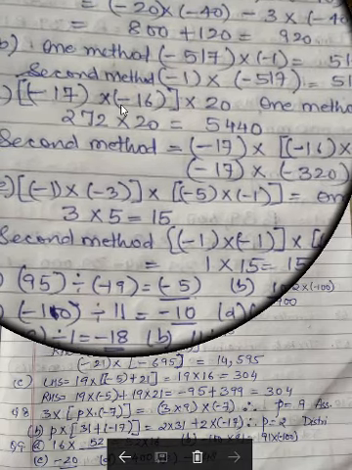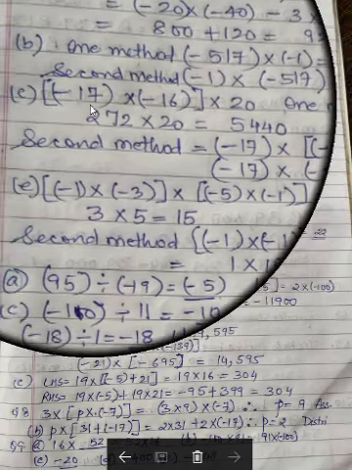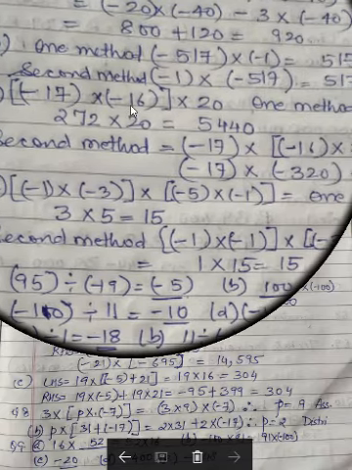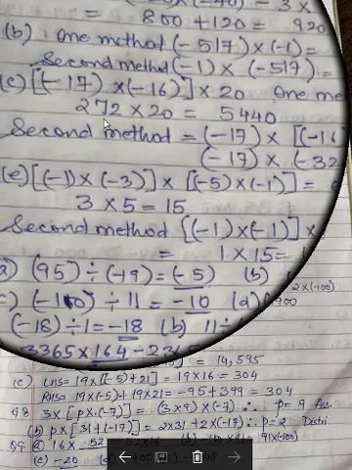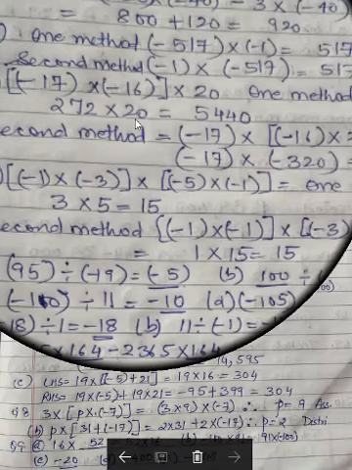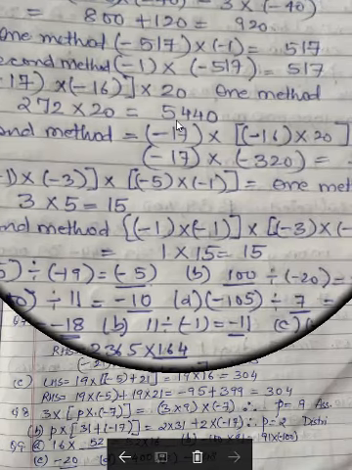Now come to the C part. The first method, associative property, we have to verify. I kept these two numbers, that is minus 17 and minus 16, in one bracket, and I calculated, it comes out to be 272. I multiplied it by the number 20 and I got this number 5440.